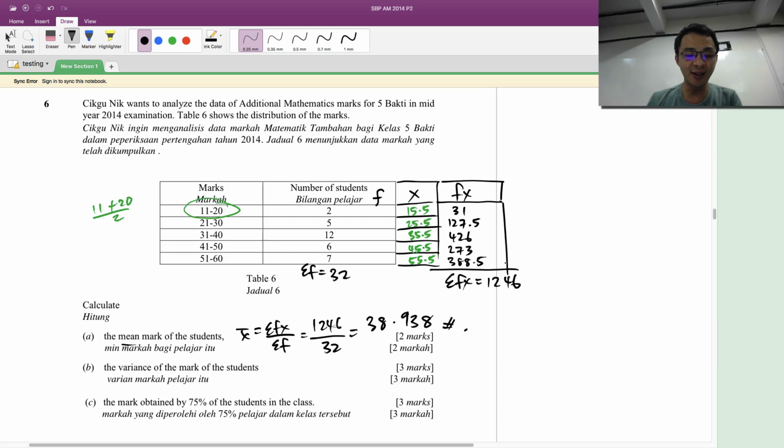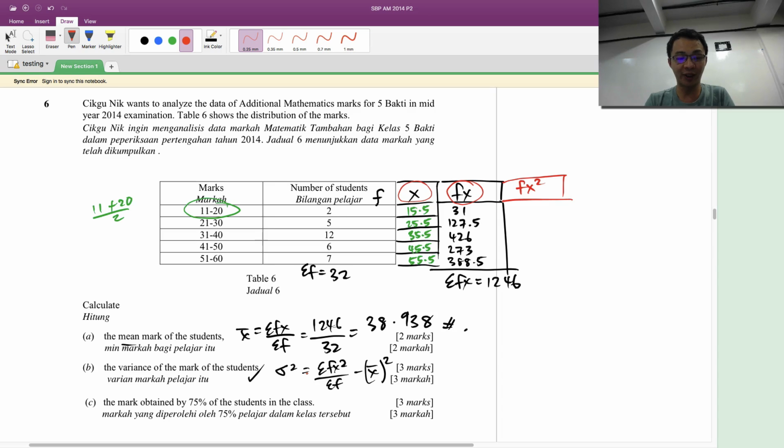Alright, the next thing you do is find the variance. Of course you have to know the variance formula: sum of fx squared over sum of f, minus mean squared. The mean we already have, which is 38.938. What we don't have over here is fx squared. fx squared is fx multiplied by x again, so you need to multiply fx with x. So yeah, use the calculator again. I will do 31 multiplied by 15.5.